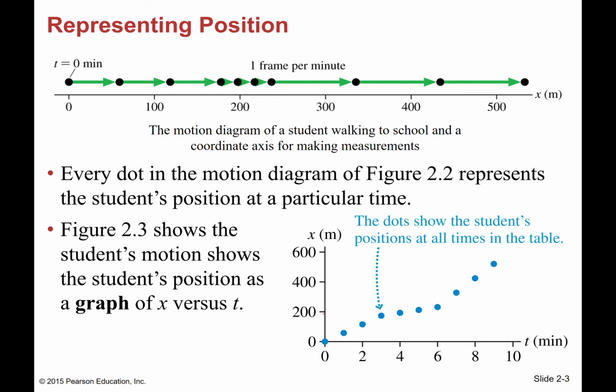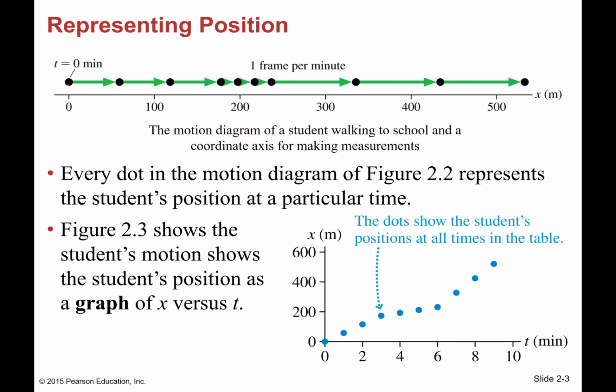So a very useful representation of motion is a position versus time graph. Here you have the position, here you have the time. So let's look at how to use that for this particular motion. We have a motion diagram, and this is your axis here. The axis is an x-axis with units in meters. It's 1 frame per minute, so the time from here to here is 1 minute, and from here to here is 1 minute, and the labels are 100, 200, and so on, in meters.